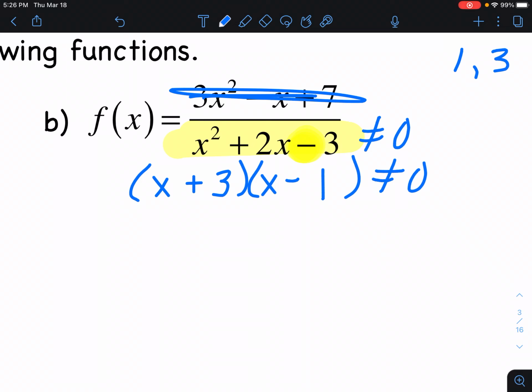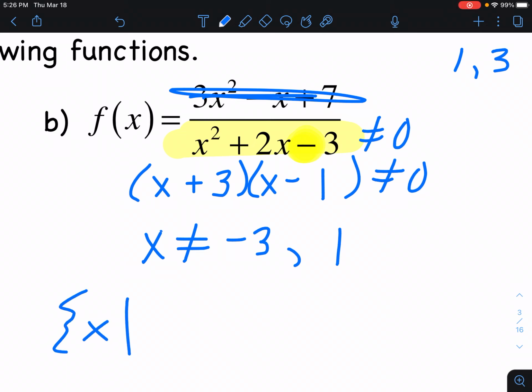So you would say, remember, when it's a binomial, what you want to say is x cannot be equal to negative 3, and it also cannot be equal to 1. So x can be any number in the world, except it cannot be equal to negative 3 nor 1, because if it was negative 3 or 1, it would make that denominator 0.